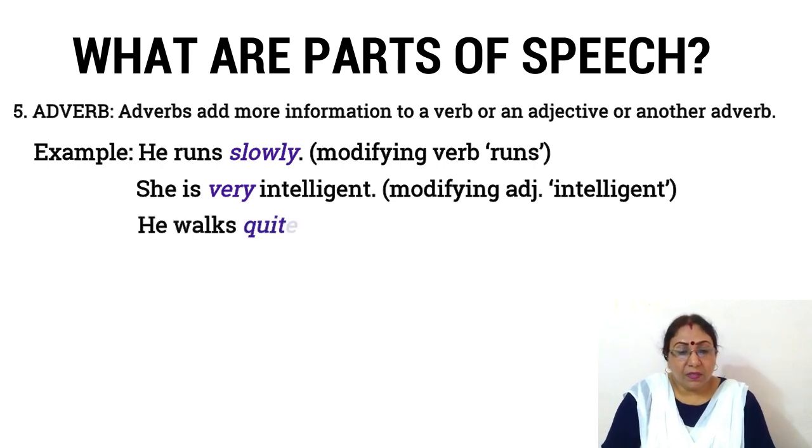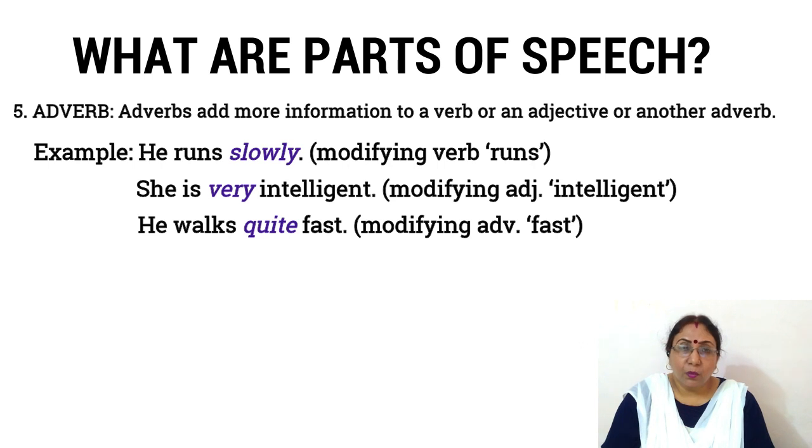The next example is he walks quite fast. If we say he walks fast, in this sentence walks is a verb, fast is an adverb. Now how fast does he walk? Quite fast. So the word quite is also an adverb and it is modifying another adverb, that is fast. So in this way we see that adverbs are those words that add more information to the verb or an adjective or an adverb itself, or they modify these three.